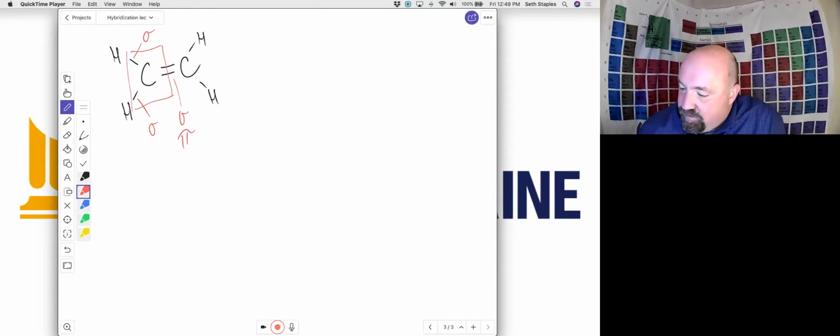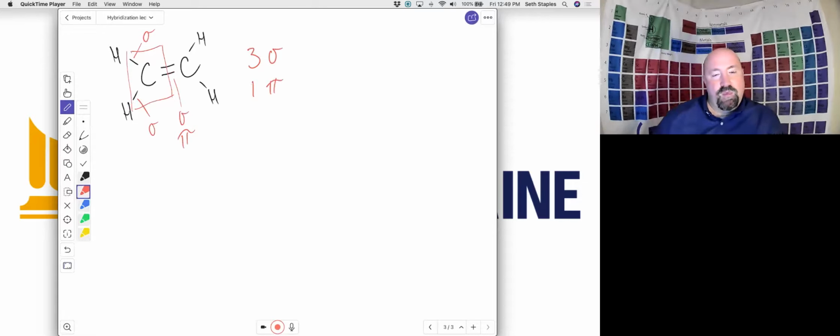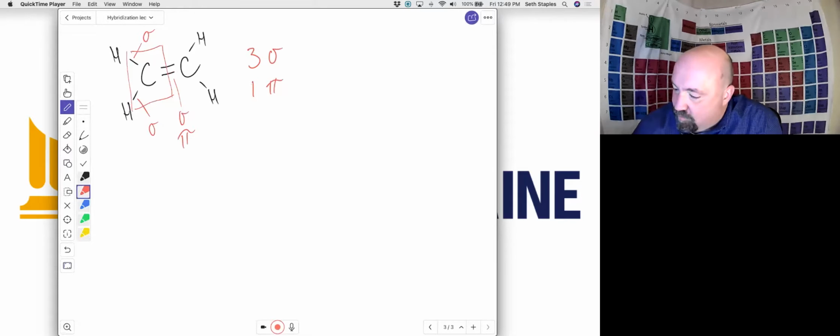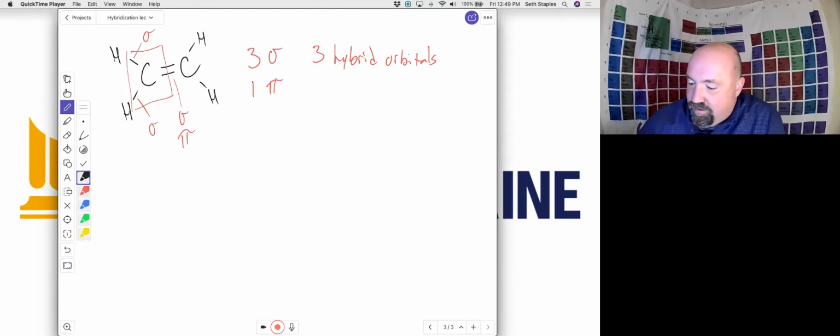That means that each of these carbons has to form 3 sigma bonds and 1 pi bond. And so, like I said earlier, the carbon atom will hybridize in such a way that it will form a number of hybrid orbitals equal to the number of sigma bonds that it needs. This means the carbon is going to form 3 hybrid orbitals. Let's take a look at what that looks like.